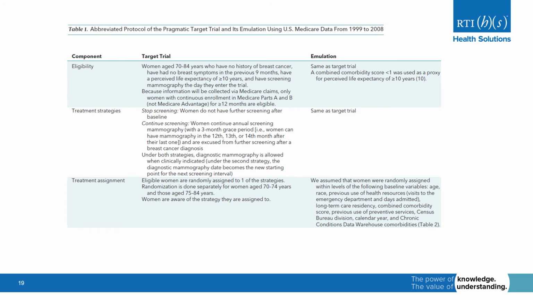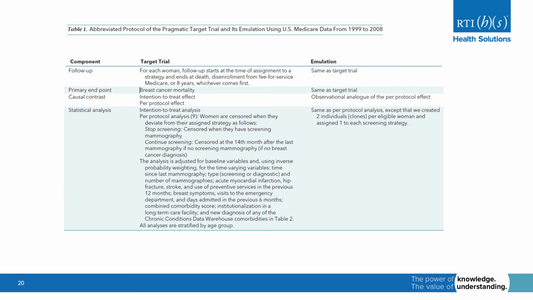In our real world data emulation, we don't have randomization. We're working with Medicare. There is no randomization on Medicare. So what we are doing here is assuming that within levels of all the confounders, within levels of all the variables that we think can be common causes of receiving a screening and of dying of breast cancer, treatment assignment happens at random, which means that we have done a good job in measuring all the potential confounders and then adjusting for them. The follow-up is going to be exactly the same as in the target trial.